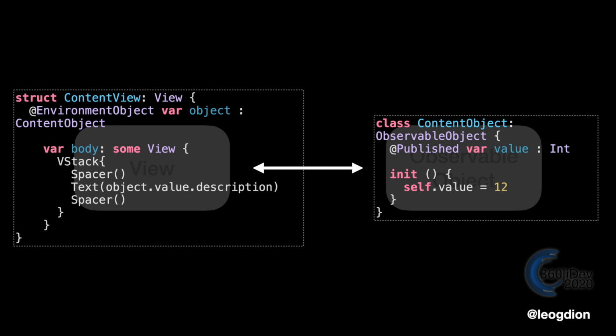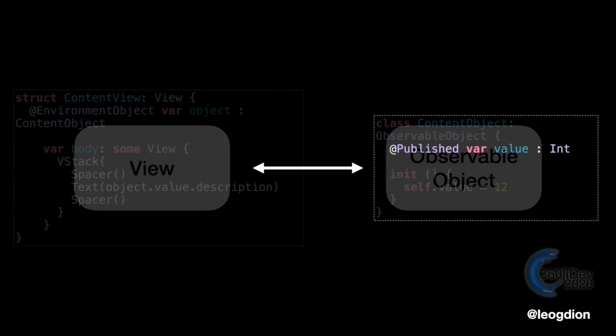Here's a really simple SwiftUI view called Content View. It has an observable object called Content Object, which is using the environment object property wrapper. The SwiftUI view just simply has a text shown in the very middle of that SwiftUI view. Our observable object has one property, a value, which is an integer stored at 12. But you'll notice that this value has a property wrapper attached to it, Published.